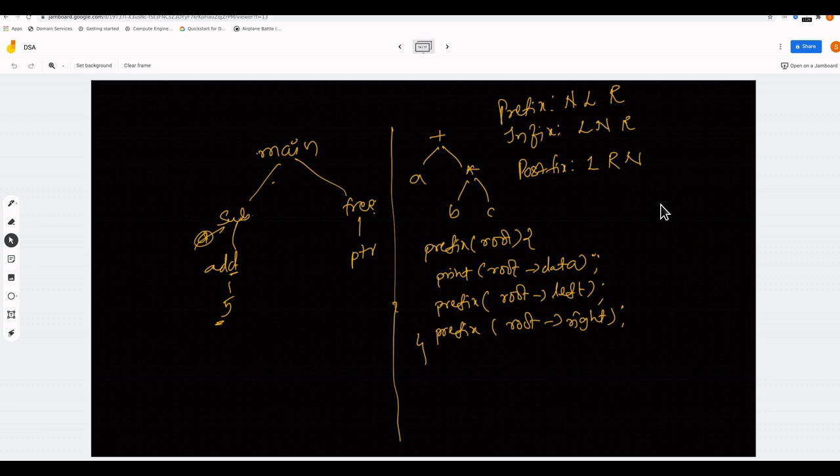So this is the prefix. What this really means is, we'll call, with plus to it first of all, prefix of root. And it says to print that. So the prefix with plus will be called. It has three statements. One is print, another one is prefix of left, which is p of a, and then the third statement is p of right, which is p of star.